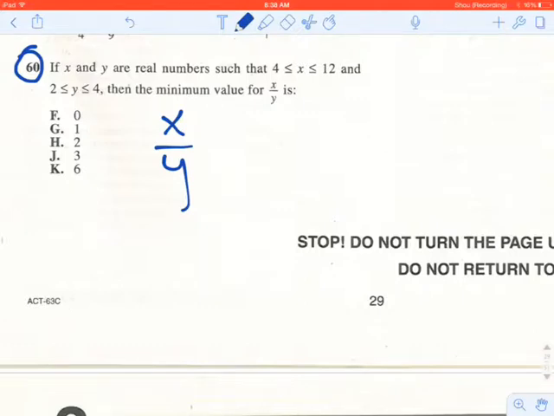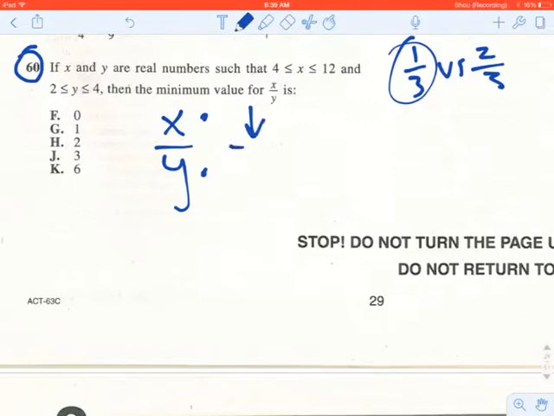So what does that mean for x and y individually, right? If we want the smallest fraction, what kind of number do we want on top? And what kind of number do we want on the bottom? So on top, we want this to be as small as possible, right? If you think about like 1/3 versus 2/3, this one is the smaller one. So up top, we've got the smaller value when the bottom is the same. So we want the smallest possible value for x.